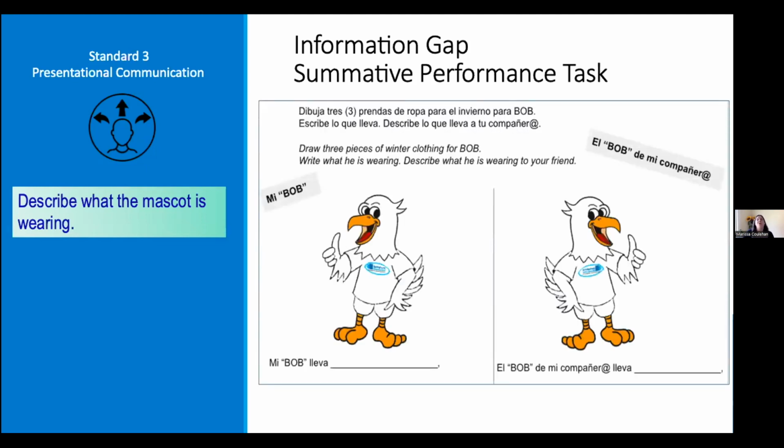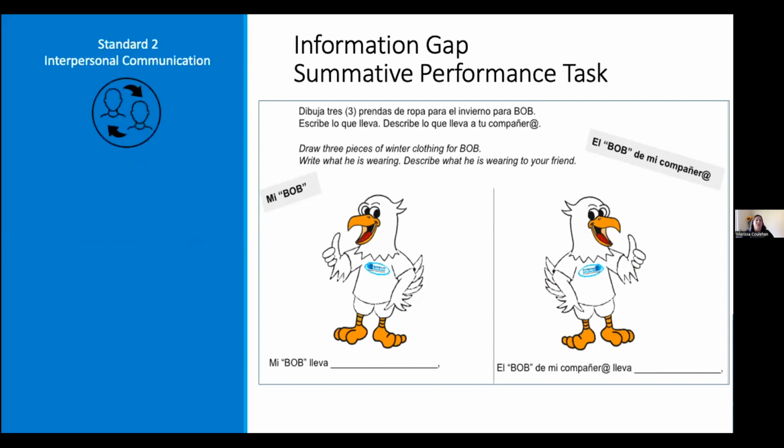I'm going to share with you the Springhurst Elementary mascot. His name is Bob, and that stands for Be Our Best. And I have the students on this side of the paper draw 3 pieces of winter clothing for Bob. So they might draw a hat, a scarf, and pants. And then at the bottom, they have to write what he is wearing. Okay, so that is the presentational task.